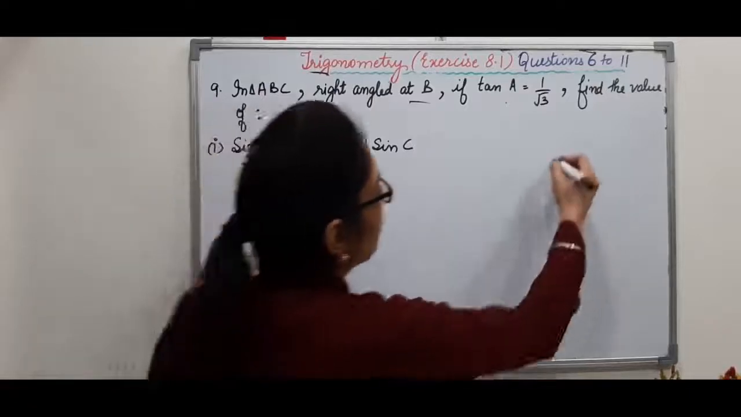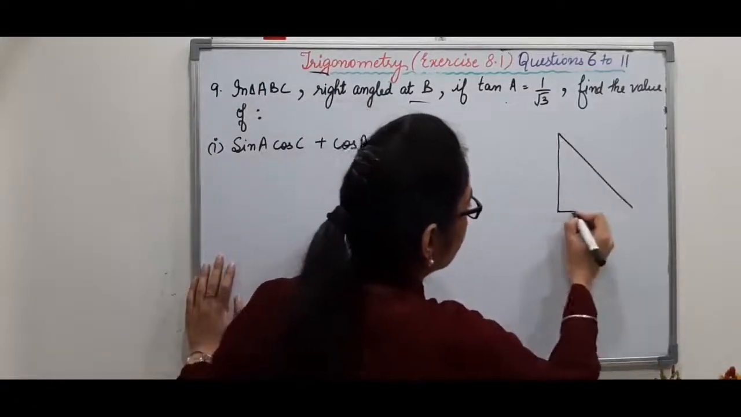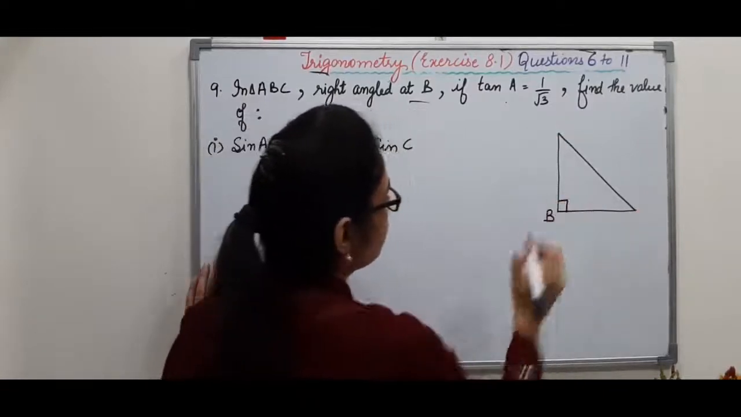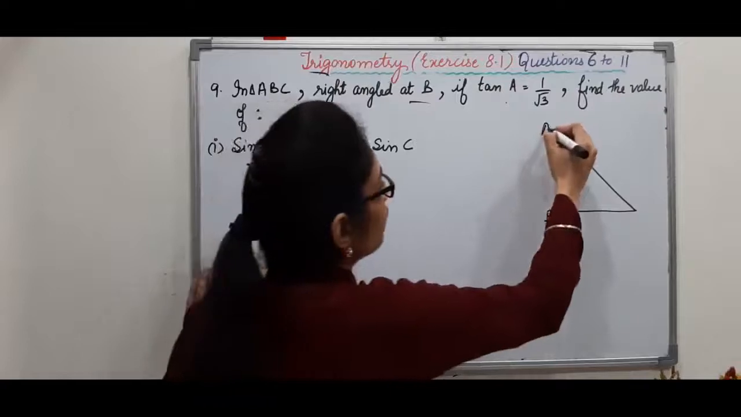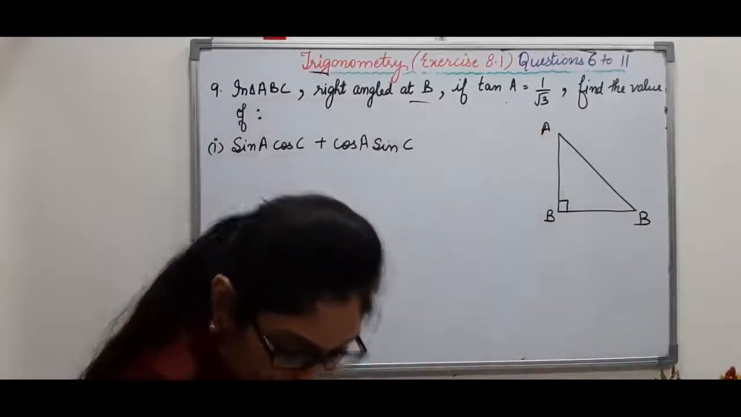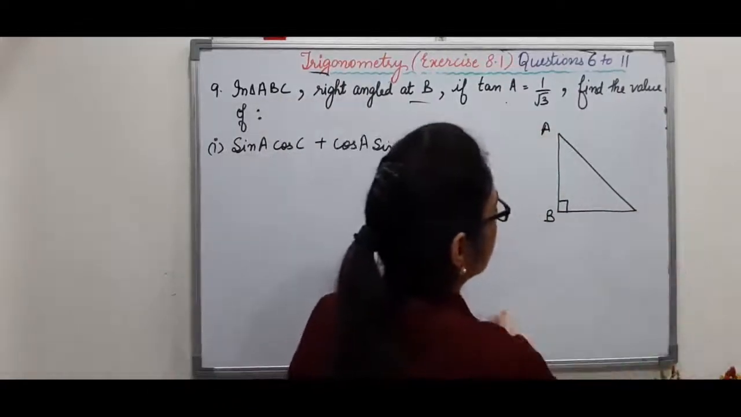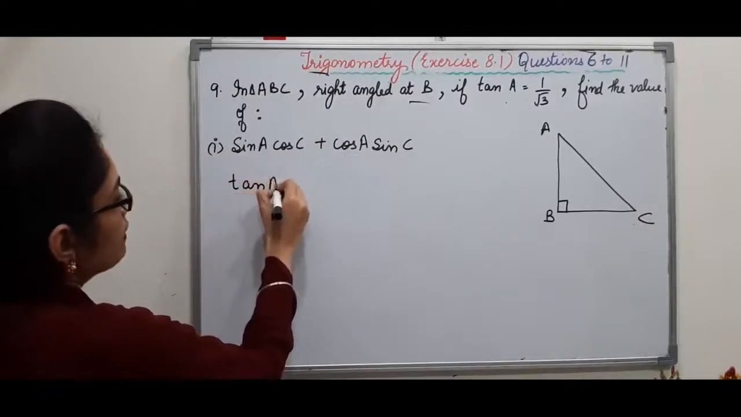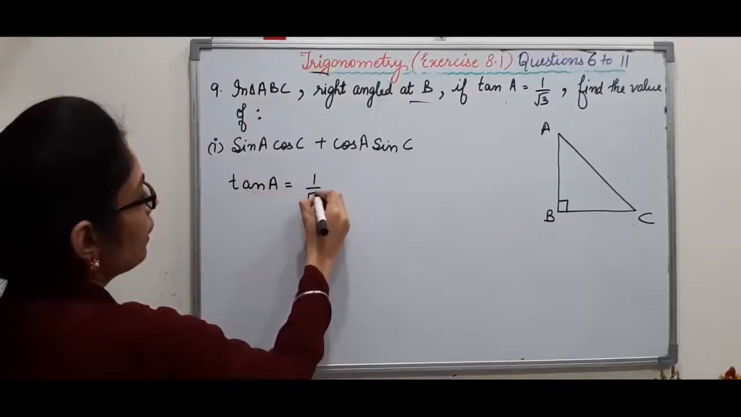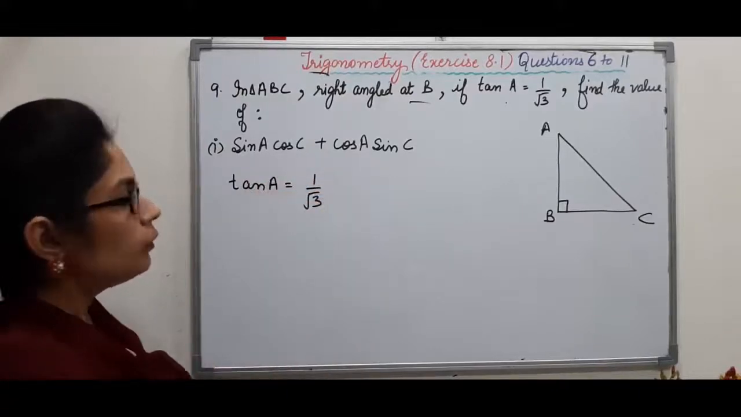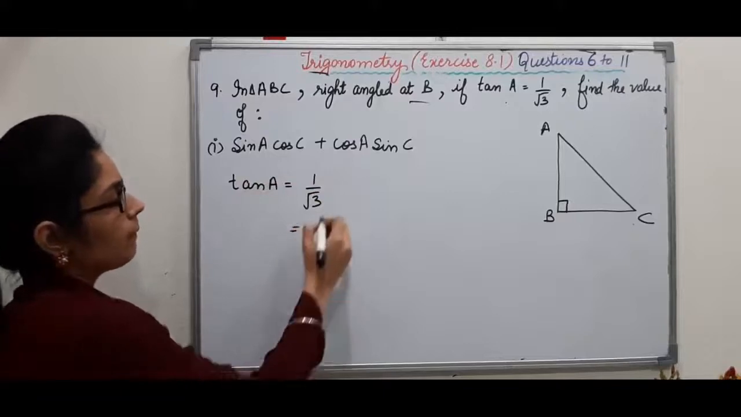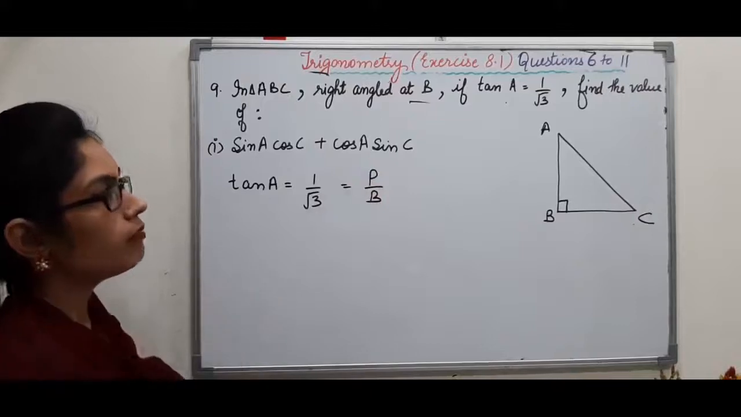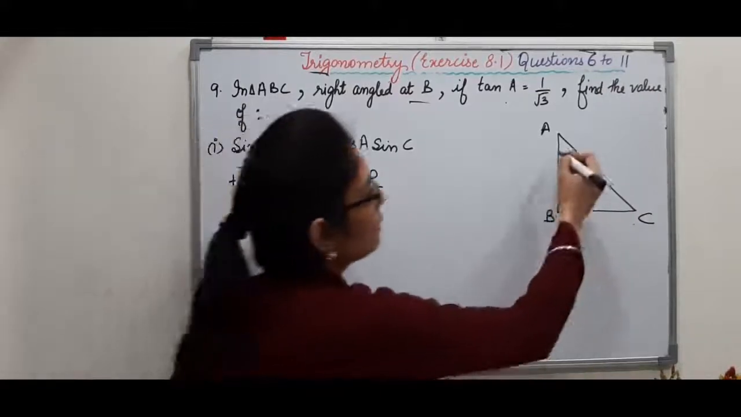So let's start by drawing the triangle. Triangle ABC is given to us, which is right angled at B. So angle B is 90 degrees. So A, B and C are these. Tan A is given to us. Tan A is equal to 1 by root 3. So tan, we know its value is perpendicular by base. So with respect to A, we will see which is base and which is perpendicular.